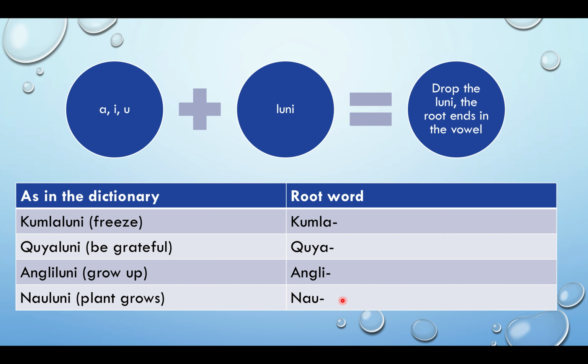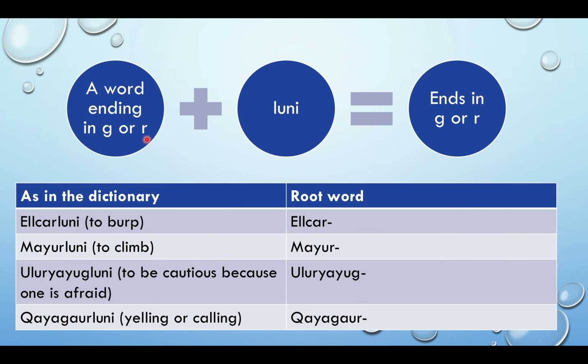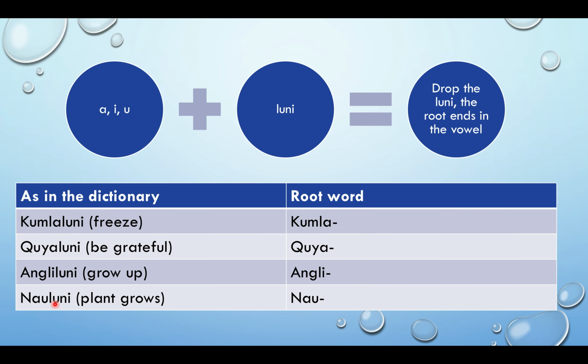No is a one syllable word before the luni, but because it doesn't end in G or R, remember like our first one did. This was a G or R ending for a one syllable word. But this one syllable word acts just like the rest of the words here because it ends in an A, I, or U before the luni. And all we do is drop the luni and the root word will end in a vowel.